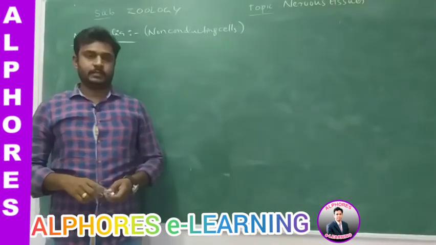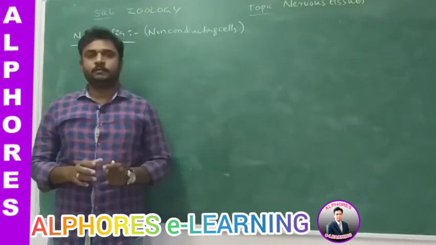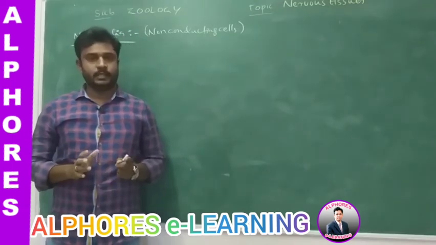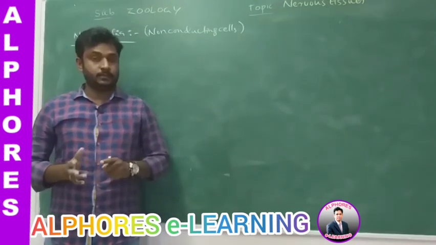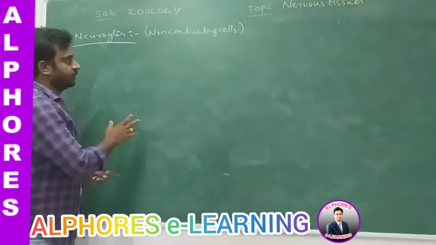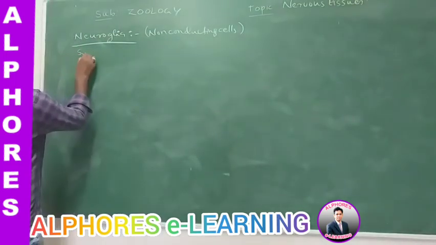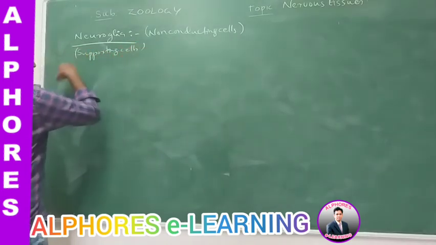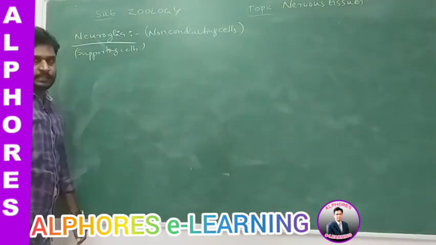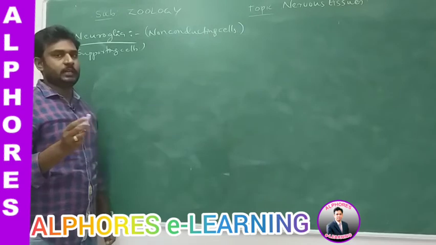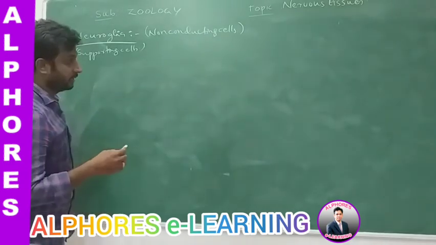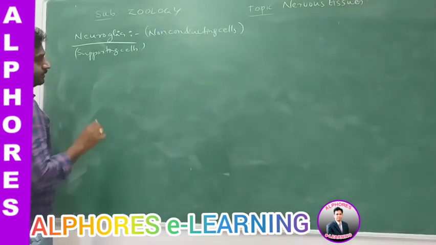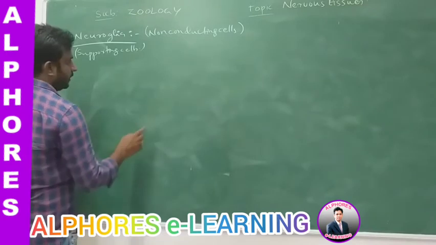Next, neuroglial cells. Neurons and neuroglia are the cells of nervous tissues. We have completed neuron, structure of neuron, types of neurons, types of nerve fibers, and structure of nerves. Next, neuroglia. Neuroglia are the supporting cells, and also non-conducting cells. Already we know that neurons are conducting cells that conduct the impulses, but neuroglia are non-conducting cells. They are not involved in the transportation of the impulses.